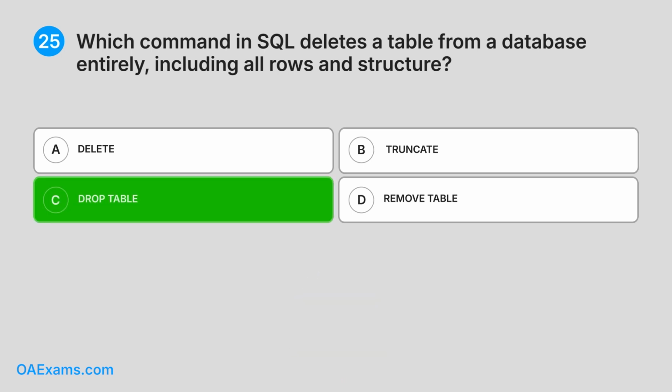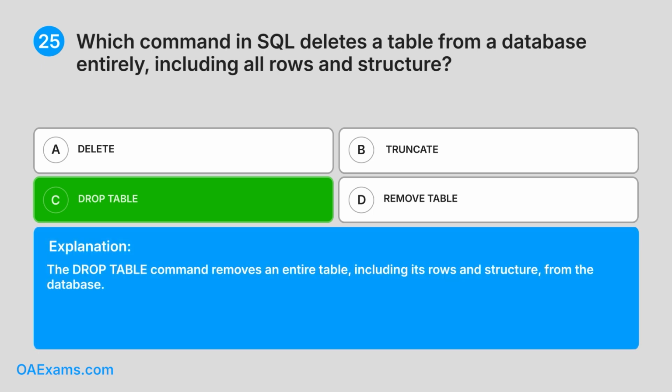Correct answer: C. Drop table. Explanation: The drop table command removes an entire table, including its rows and structure, from the database.